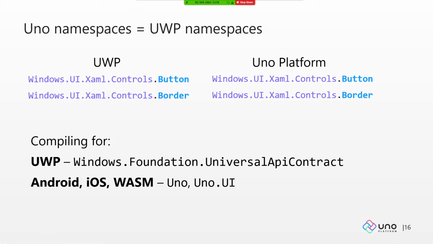You have your Windows code, which has Windows specific namespaces, of course, like Windows UI XAML controls button. But Uno Platform comes in and provides those same namespaces and same APIs as part of its package. So when you compile for UWP, it's compiling against the native Windows APIs. And in the case of Android, iOS, and WebAssembly, those namespaces are provided by Uno. So it's very easy to just write your Windows code and then run it everywhere.